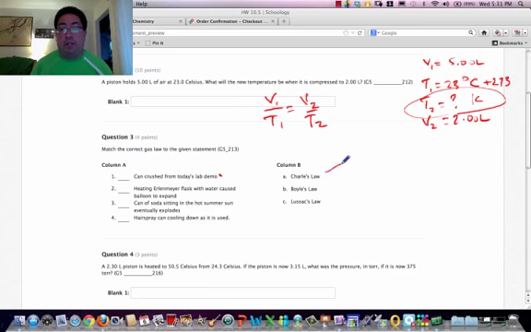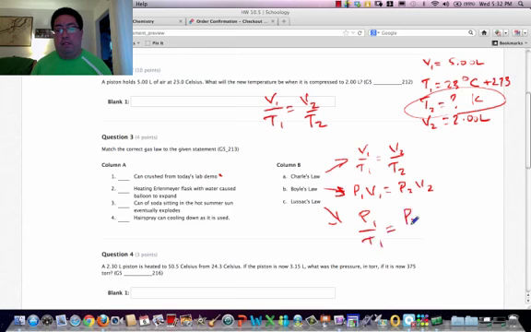So remember what each of these laws are. Charles's law is V1 over T1 equals V2 over T2. Boyle's law is P1 times V1 equals P2 times V2. And for Gay-Lussac, it's P1 over T1 equals P2 over T2.